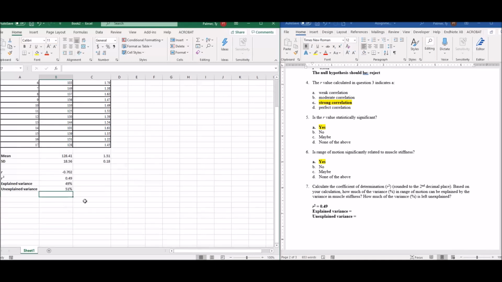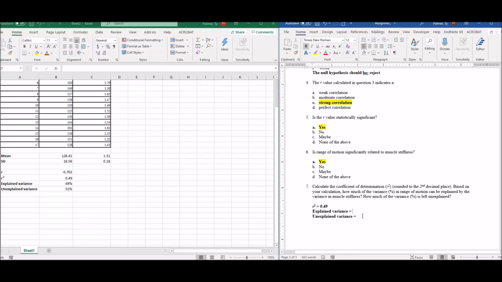That could be a variable, a factor that explains some of that unexplained variance in range of motion that wasn't explained by muscle stiffness. And so that's what that means. Okay, so with the coefficient of determination, we can determine the explained and unexplained variance: how much of the variance is explained by the variable that we're looking at, and how much is left unexplained.